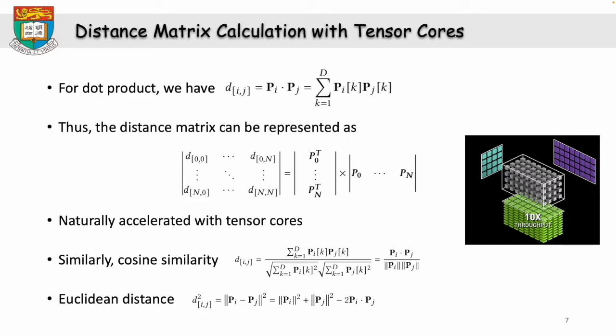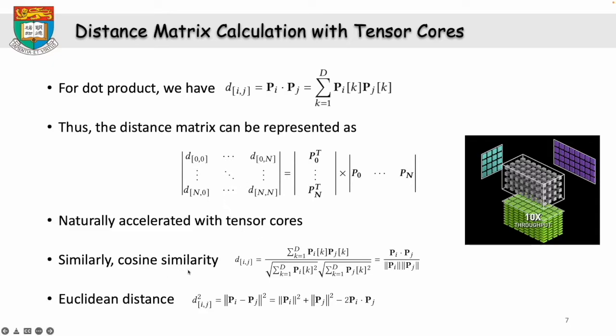We first briefly introduce how we deploy the distance matrix calculation to TensorCores. The distance matrix calculation computes the distances between any 2 points of dataset. It can be represented by matrix multiplication for the most widely used distance metrics, such as dot product similarity, the cosine similarity, and the Euclidean distance. The dot product similarity between 2 points pi and pj is defined as this. So the distance matrix of the whole data set can be written as this matrix multiplication. As it is essentially matrix multiplication, it is natural to use TensorCores, the specialized hardware unit for matrix multiplication, to accelerate the distance matrix calculation.